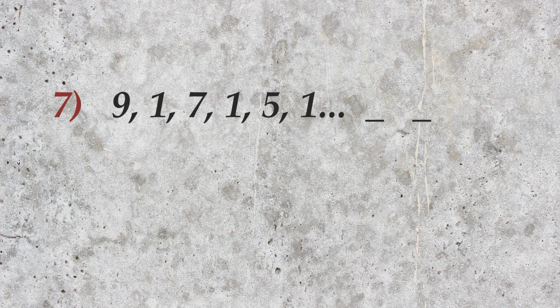In task number 7, we see the following sequence of numbers. We can also divide this series into 3 groups of 2 numbers. The first numbers in each group are successively decreased by 2, while the second number remains unchanged. This means that in the fourth group, the first number should be 2 less than 5. This is 3, and the second number will remain 1.